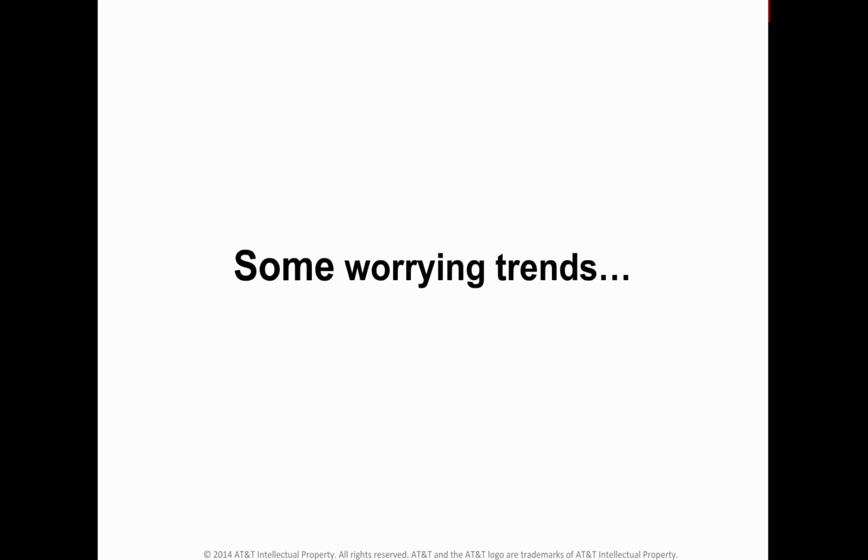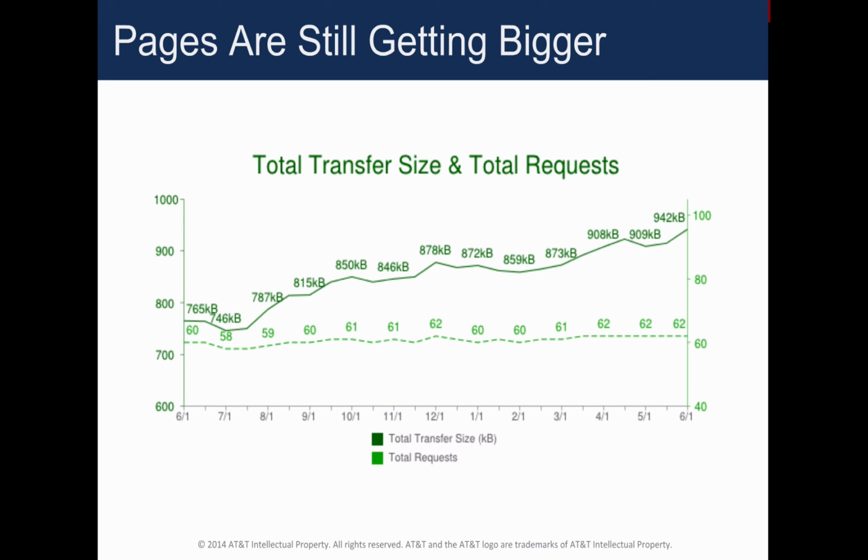And this is the bit that sort of horrifies me every time I look at this data, is that our pages are still getting bigger, from 765K a year ago to 942K now, so the first of this month. So that's roughly a 25% increase in our total pages we're expecting people to download. And it's almost as if we're expecting faster networks, better mobile devices to bail us out.